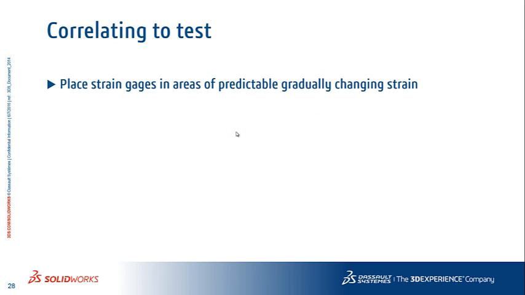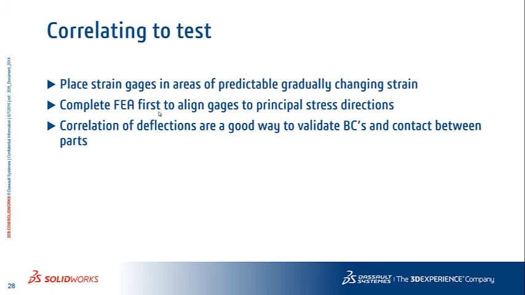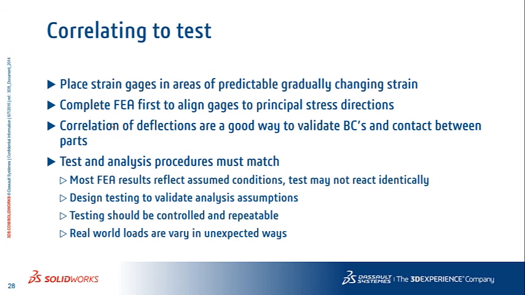In order to correlate results, there are a couple things that you really want to do. You probably want to put some strain gauges in the areas that have some gradually changing strain, where you can monitor that strain and then correlate that to the analysis. You're going to want to complete FEA first to align those gauges to the principal stress direction. Another thing that I really like doing is correlation of deflections. It's a really good way to validate that your boundary conditions and loads and your contact between parts are set up correctly.